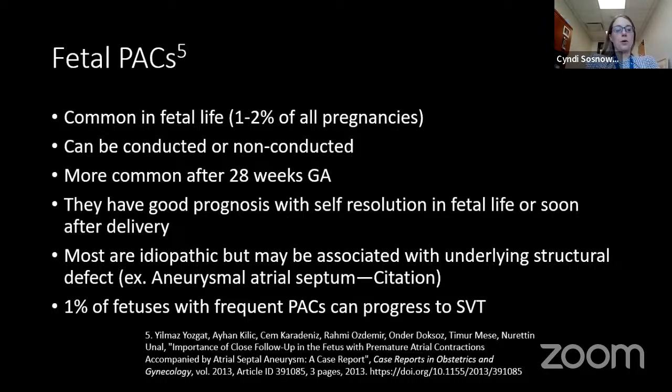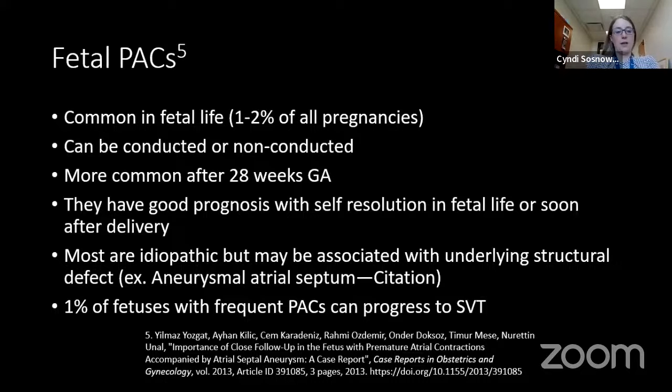These are more common after 28 weeks gestational age, but it can occur anytime. And again, most have a good prognosis. You can have self-resolution within fetal life or soon after delivery. Typically, if I'm finding this in fetal life, I might get an EKG on the baby after they're born. And if it's still audible after birth, do a Holter to assess the PAC burden.